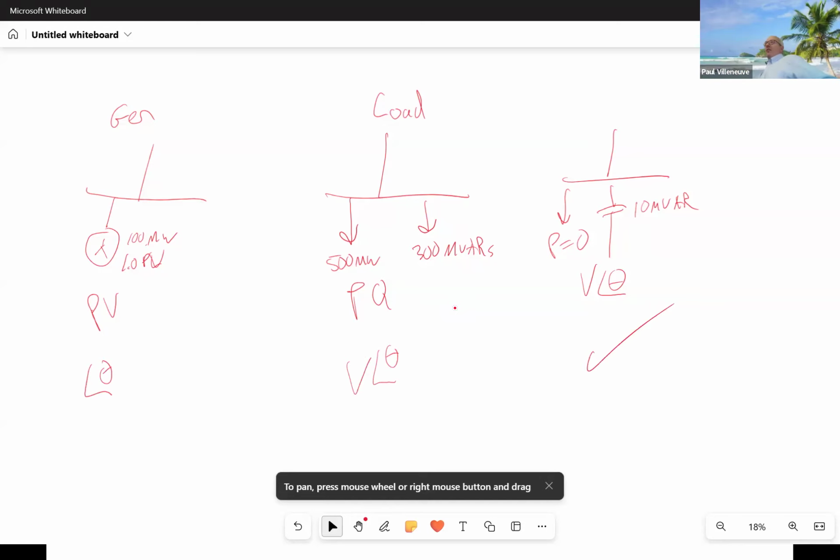So again, going through this process and looking, what are the knowns and what are the unknowns? More importantly, can you write your power balance equations, your P and Q equations? You can't write them if you don't know what they're supposed to equal. I know P and Q here, so I can write P and Q.